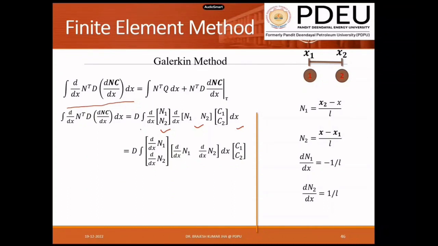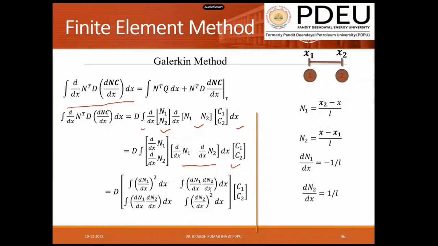Now, if your function is smooth, we can write the integration of d/dx N1, d/dx N2, and this can be written in the form of dN1/dx, dN2/dx, and C1, C2 can be handled here. Finally, once you multiply these two, it can be written in the form of the integration of (dN1/dx) squared dx. Matrix multiplication is applicable, so finally we get it in matrix form. It is only Ax I have written. Later on, we will go for b.